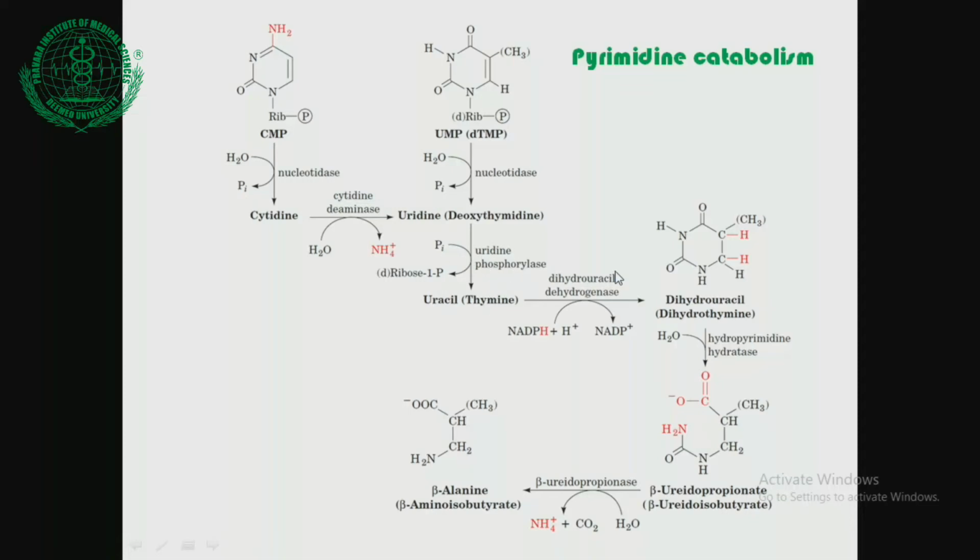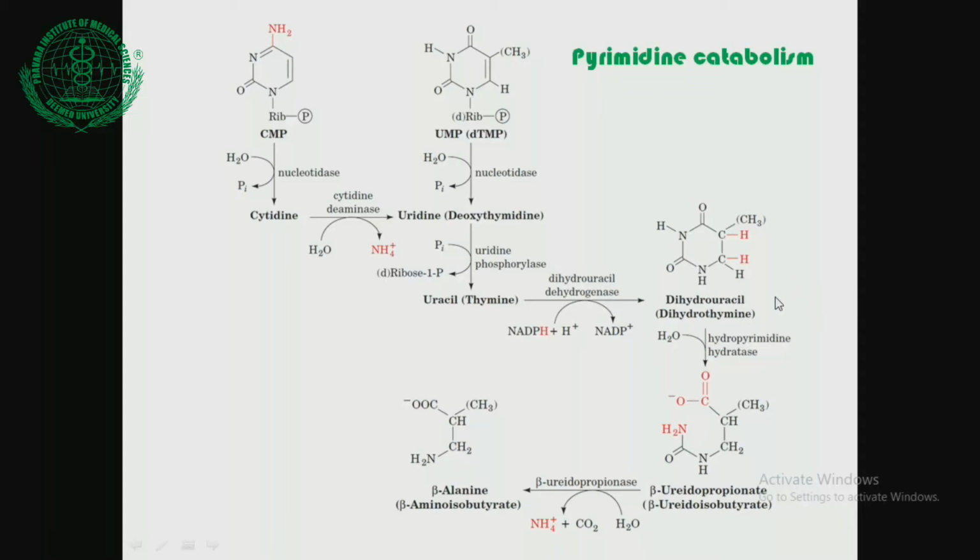The step is mediated by uridine phosphorylase, and the free bases uracil and thymine thus generated are further converted to dihydrouracil in case of uracil, and dihydrothymine in case of thymine. The enzyme which reduces these free bases to dihydrouracil and dihydrothymine is dihydrouracil dehydrogenase.